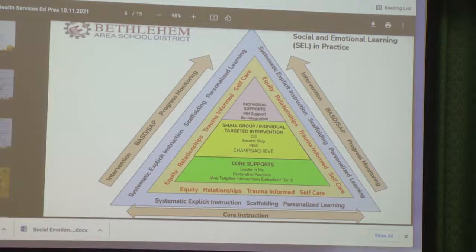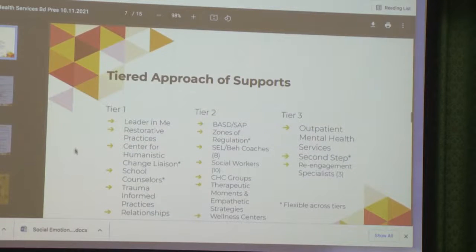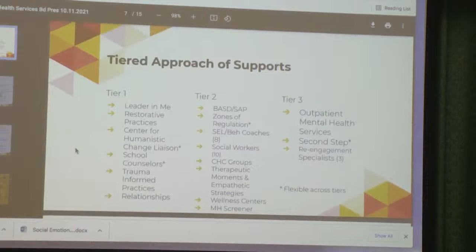Next slide. So this slide just talks a little bit about some of the details that can go into tier one, two, and three. It's not really as linear as it looks, because depending on the needs of a school, you can always take tier two supports, build that capacity, and embed it across all classrooms if there's a need.